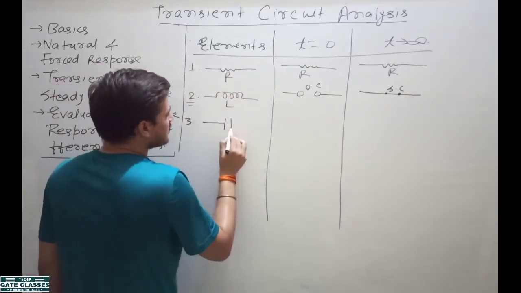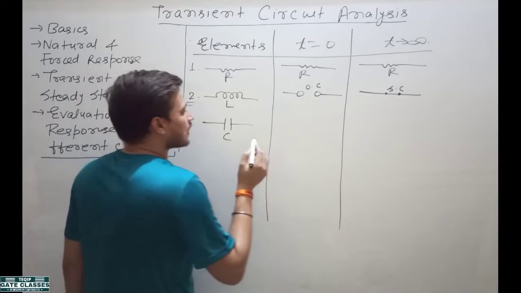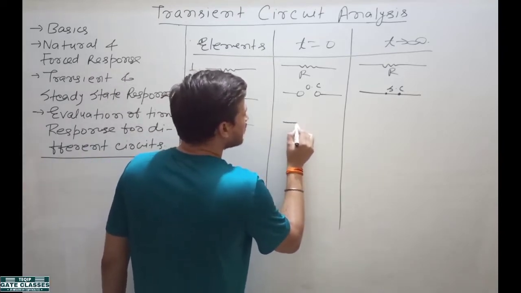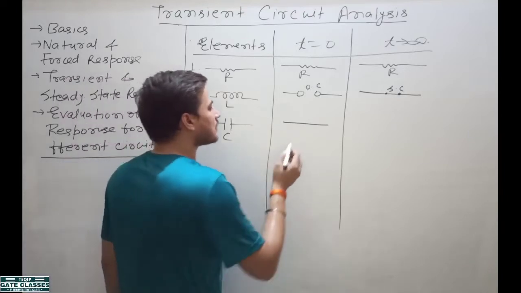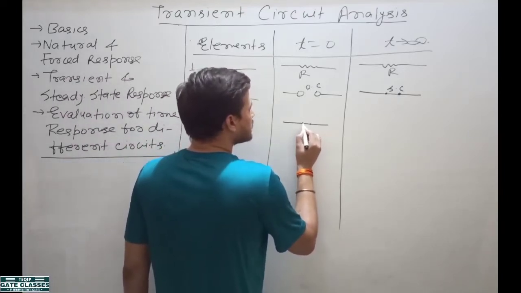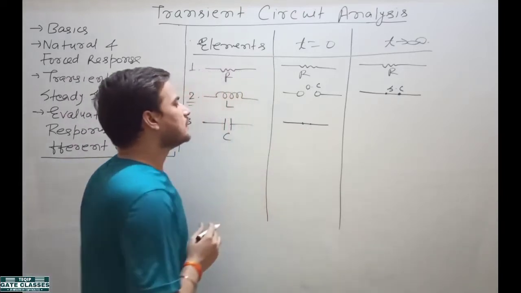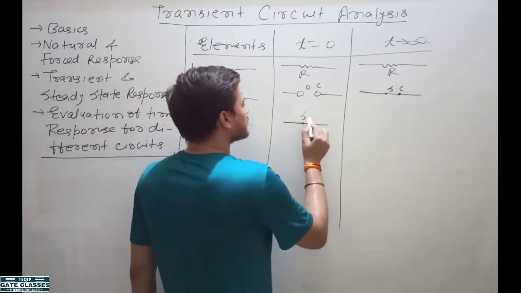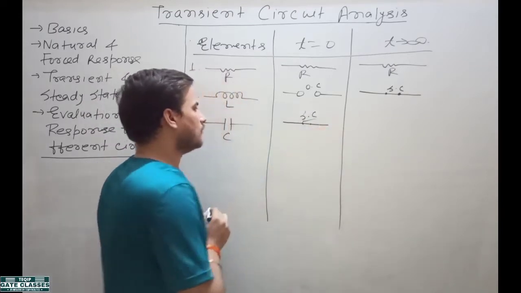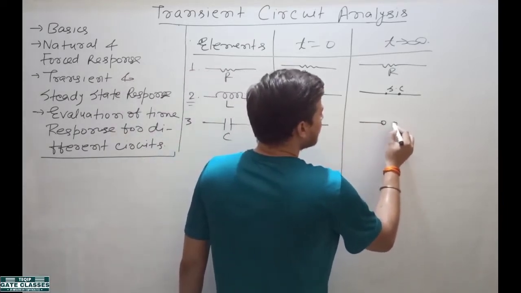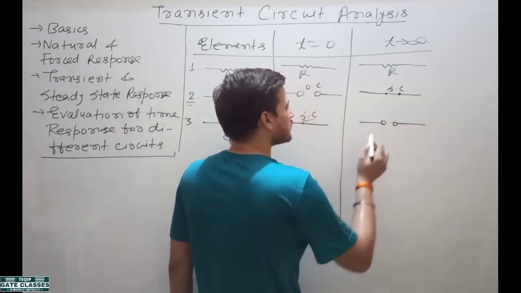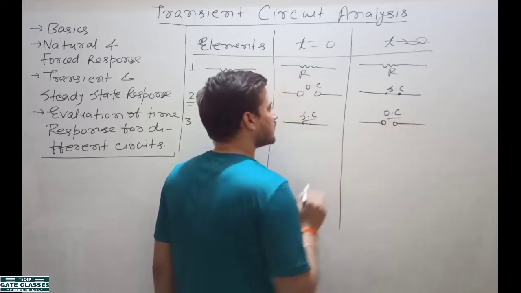Third one is capacitor C. When the time t is 0, when the switch is on, at that time the capacitor is acting like a short circuit because a capacitor does not allow sudden change in voltage, and when the time t tends to infinity, the capacitor plates are fully charged and it acts like an open circuit.